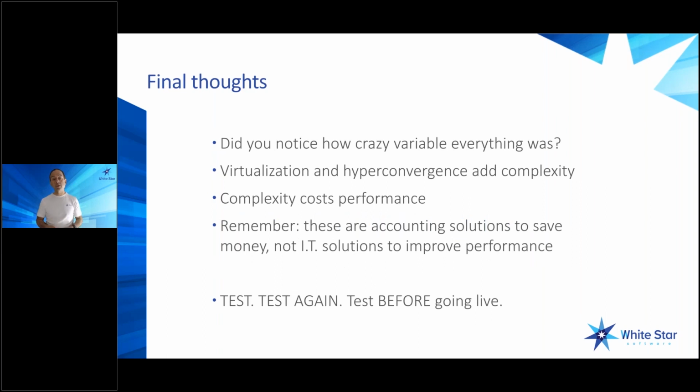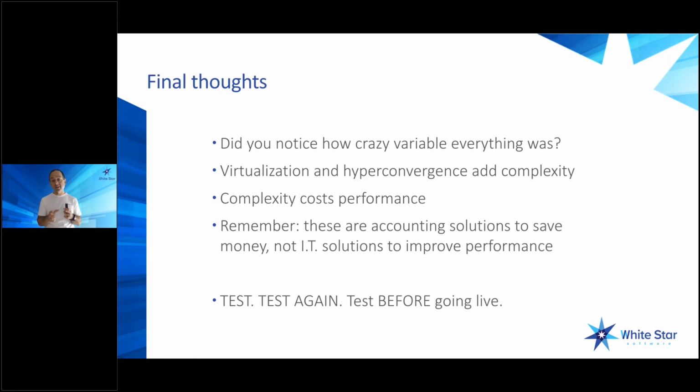All right, so final thoughts to close up. Did you notice how crazy variable everything was? And that's unusual. We usually do these benchmark talks and we show you, if you do it this way, you get this result, and if you do it that way, you get that result. But that is not the case. There's too many variable factors, I guess, in these network communications. You get too much variability.